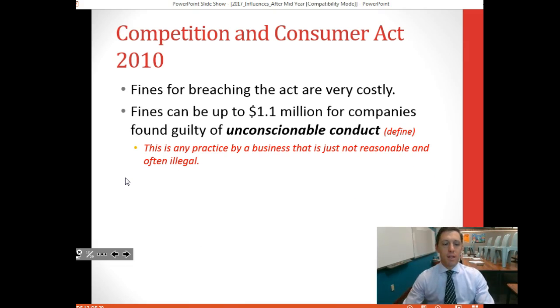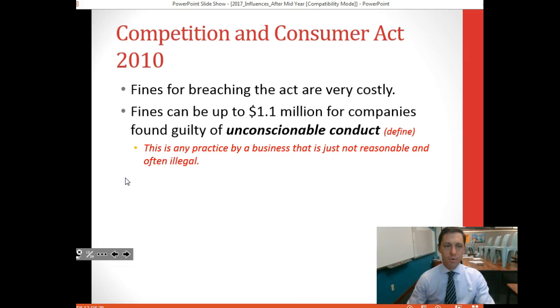Something else to understand are the consequences. Breaches of the Act can lead to fairly significant fines of up to $1.1 million if found guilty of unconscionable conduct, that being any practice by a business that is just not reasonable, and often is illegal. In class we'll look at some examples of businesses that have been fined. Red Bull, for example, for breaching the Competition and Consumer Act, was fined some millions of dollars.